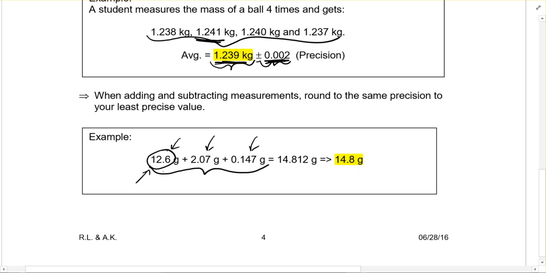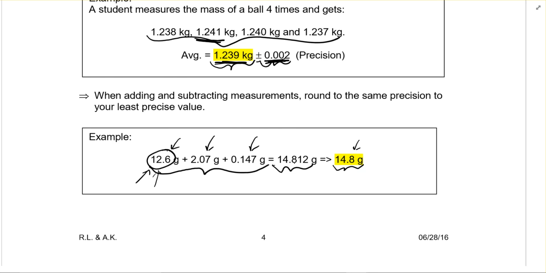So if you added all these three numbers up, you get something like this, with 8.12 on your scale, if that's what it was, right? Showing that you're really precise there. But then what you have to do is go back to your least precise value. So just one decimal place there because 12.6 was the least precise.